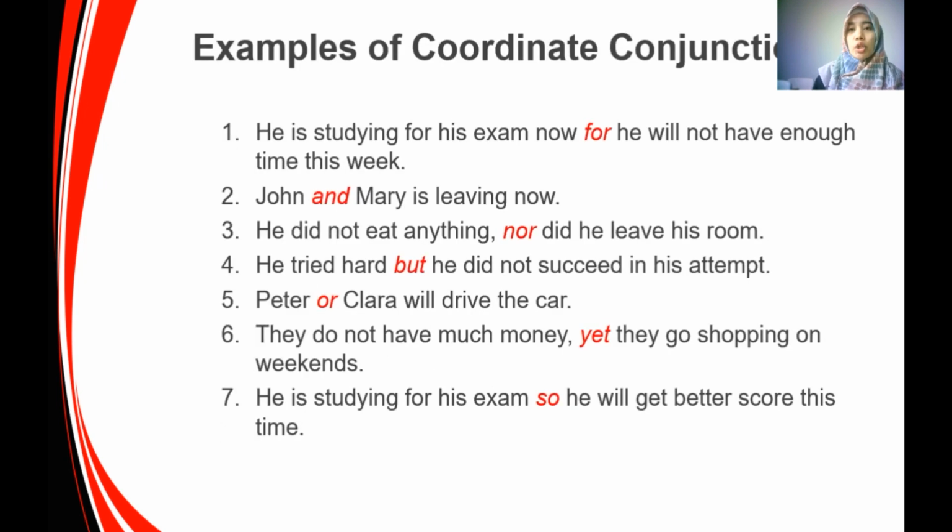Here are the examples of coordinate connectors. For example, number one, he is studying for his exam now, for he will not have enough time this week. As you can see here, for is connecting two clauses. Here the meaning of the coordinate conjunction for is like because. So it's like he is studying for his exam now because he will not have enough time this week.